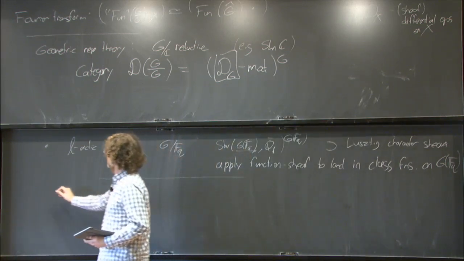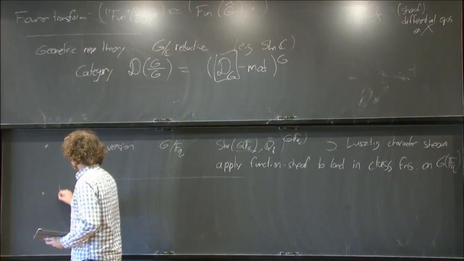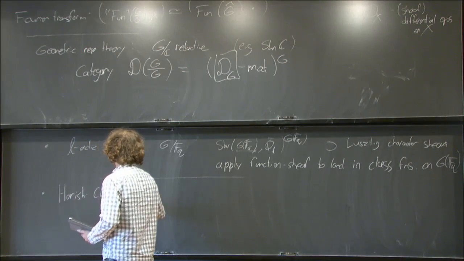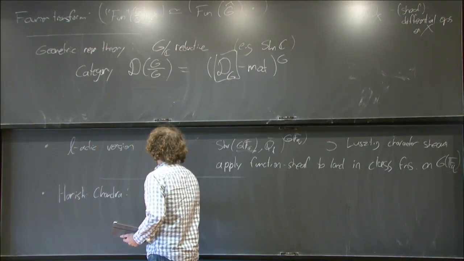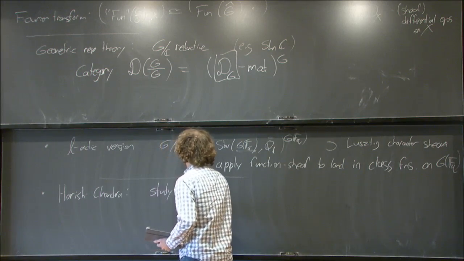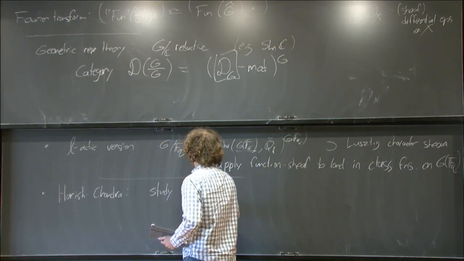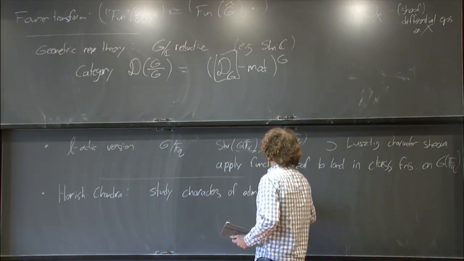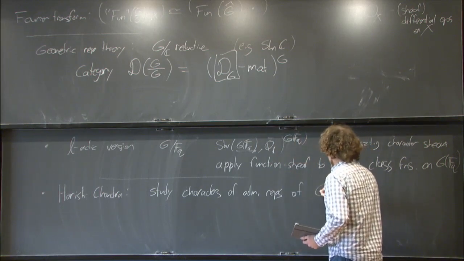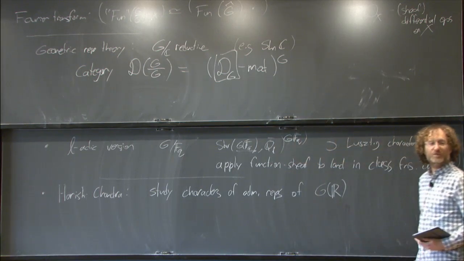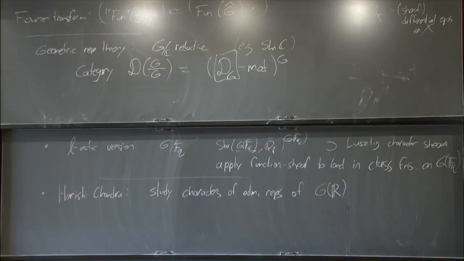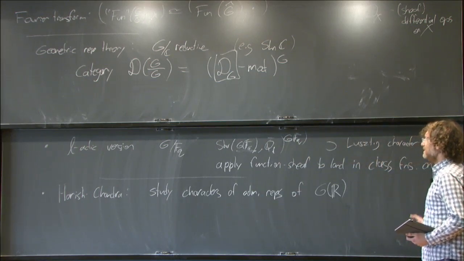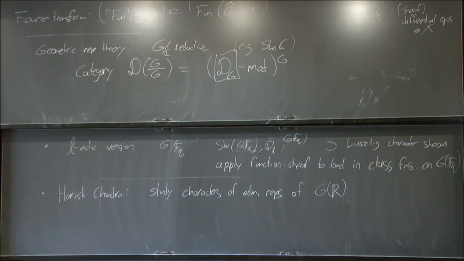A more direct historical motivation is Harish-Chandra's work. Harish-Chandra wanted to study the distributional characters. So he studied the characters of admissible representations of real forms of real reductive groups. And the way he studied these characters, which a priori give distributions on the group, was using a system of differential equations that they satisfied.